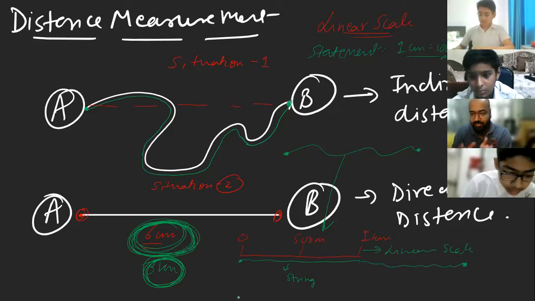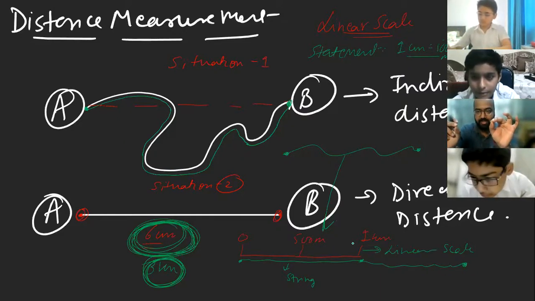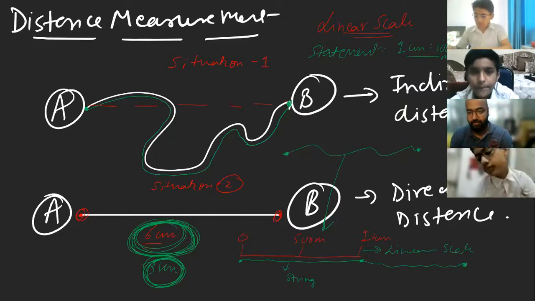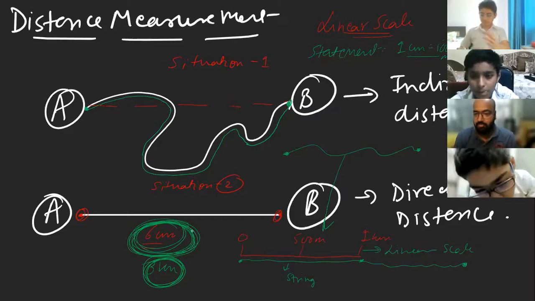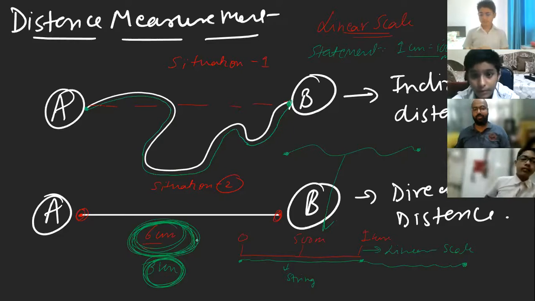So what will you do? You will measure it in parts. So till here it is 1 kilometer. Then again you will take up the next part and you will keep it on the scale again. So you will measure it in parts. Have you understood? Yes, sir. So that's how you measure the distance.